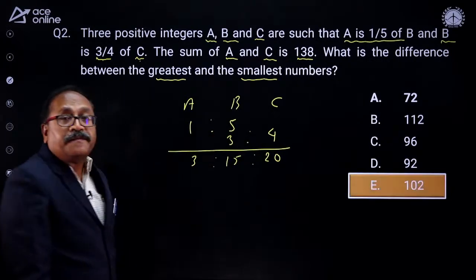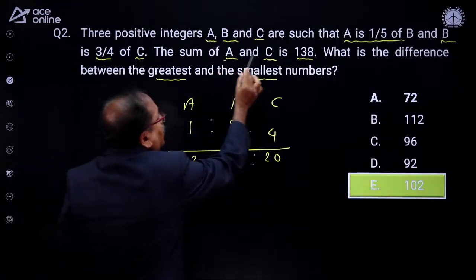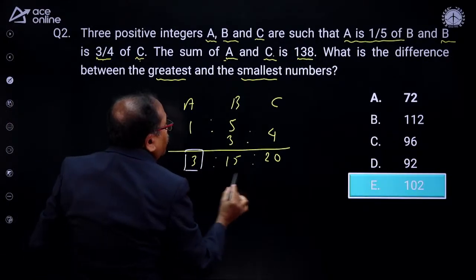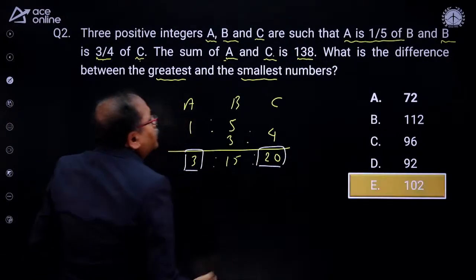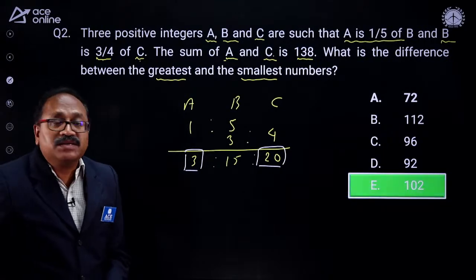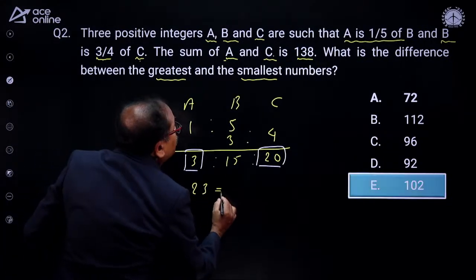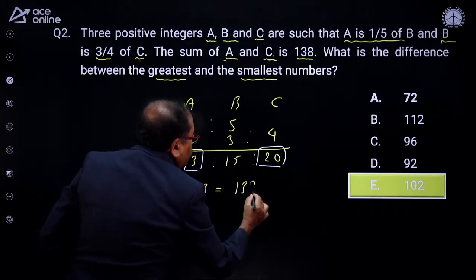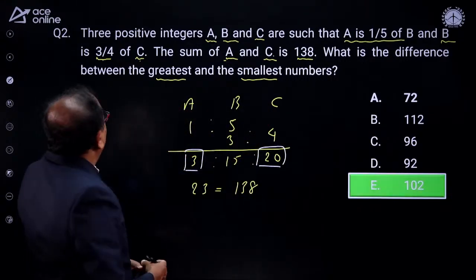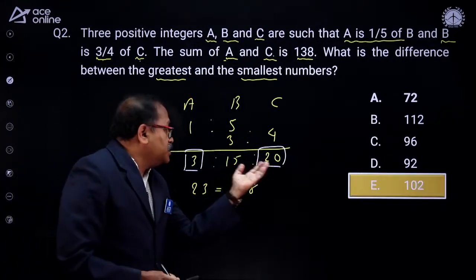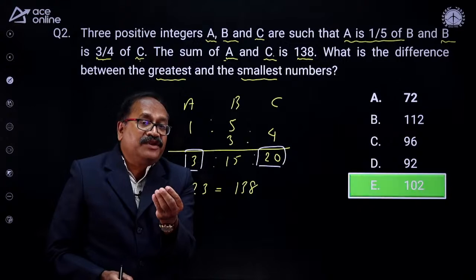The ratio is given, and after that the sum of A and C is given. See, A is 3 parts and C is 20 parts. That means 23 parts is given to us. So let's work out: 23 parts is equal to 138. What do I need to find out? The difference between the greatest and smallest. Now see, this is the greatest, this is the smallest, the difference is 17 parts.